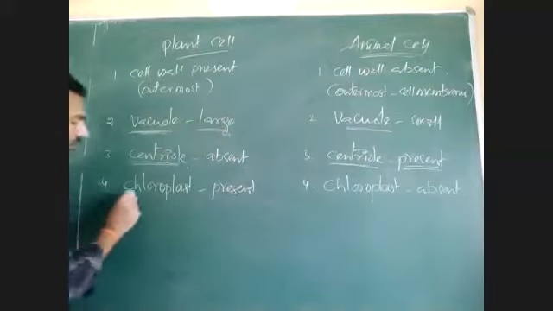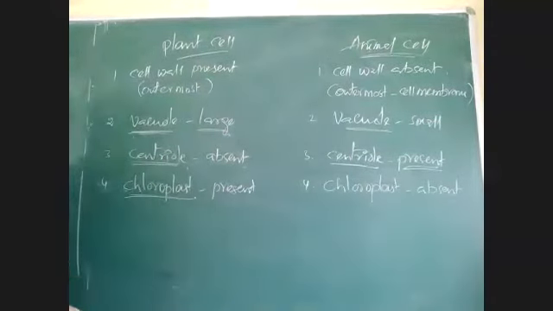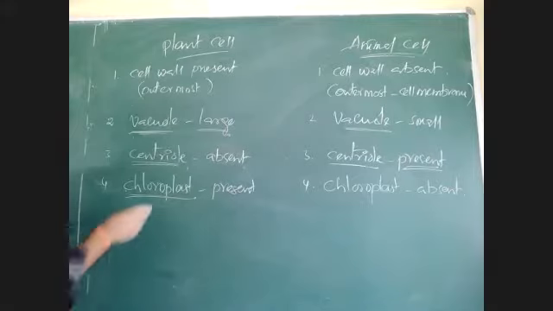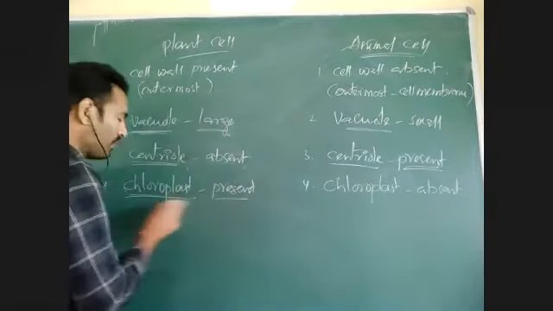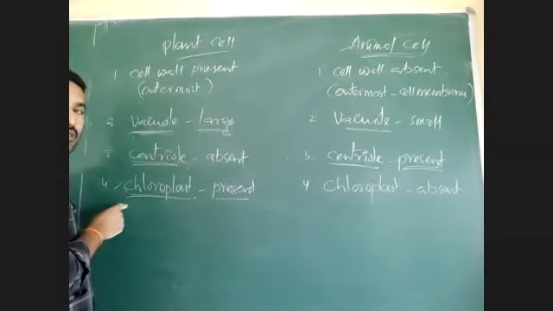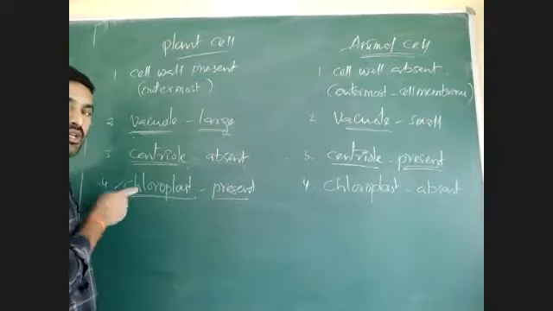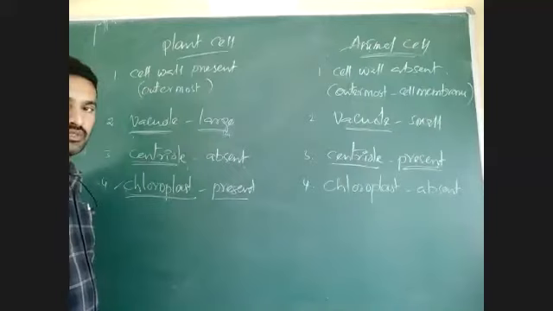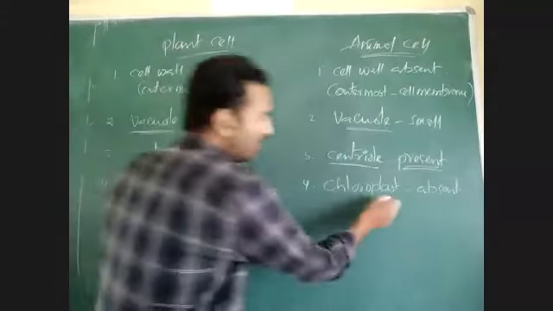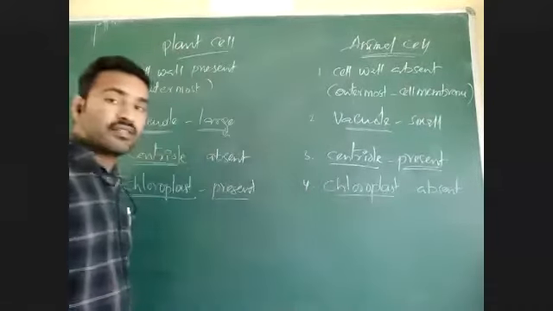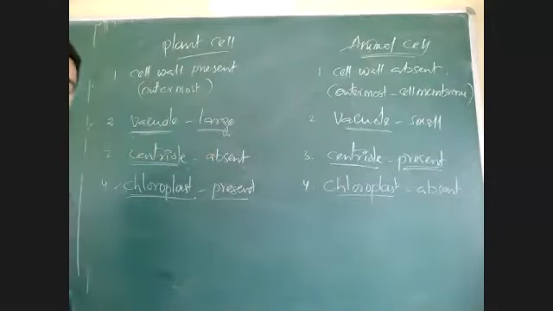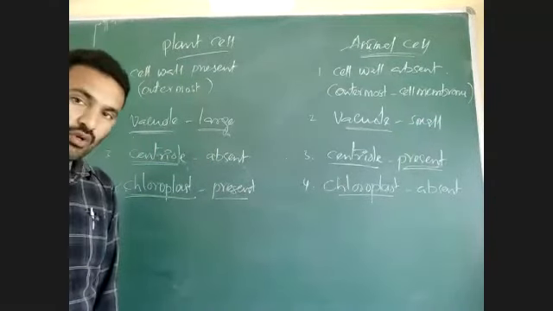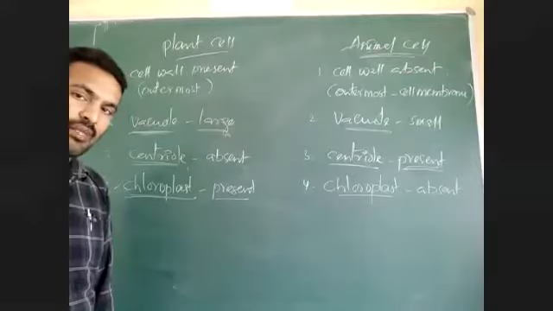Whereas the chloroplast, in plant cells there is the presence of chloroplast. Because plant cells have chloroplast, the chlorophyll is also present inside this chloroplast, so only plant cells are able to perform photosynthesis. But in animal cells there is no chloroplast. As there is no chloroplast, there is no chlorophyll pigment. So no photosynthesis is taking place in animal cells.